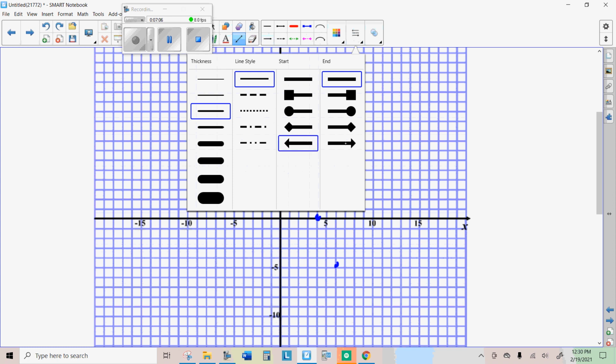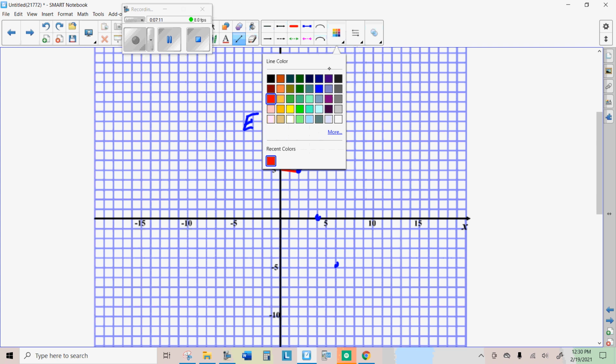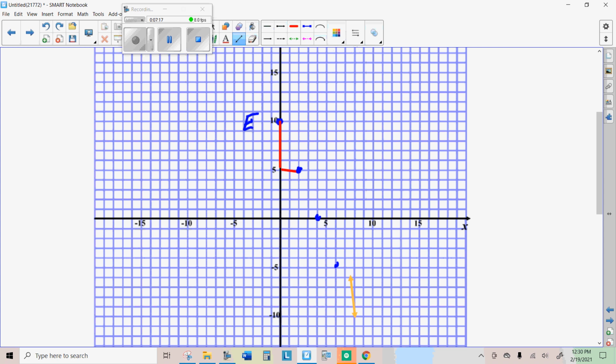And you could see that you could keep making lines like this so it would continue. So I think I'll make this line orange, but that line would look like that. All right, I'll do one more with you and then you can try the last two on your own.